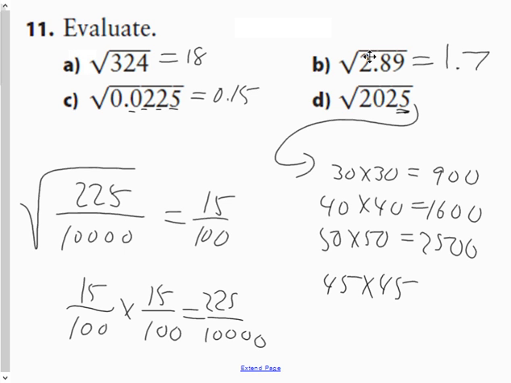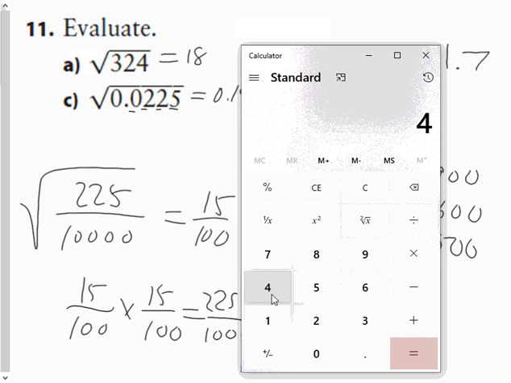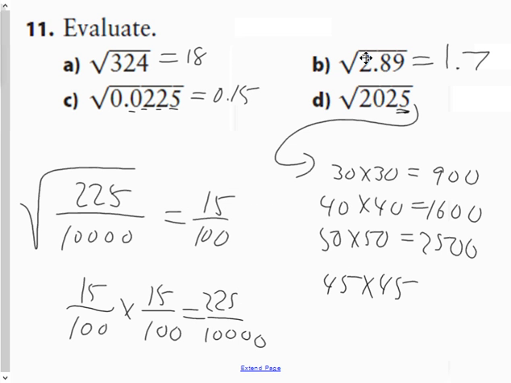So if I go and take my calculator, wouldn't that be great if 45 times 45 equals, oh, Bob's your uncle. So therefore, the square root of that is 45.